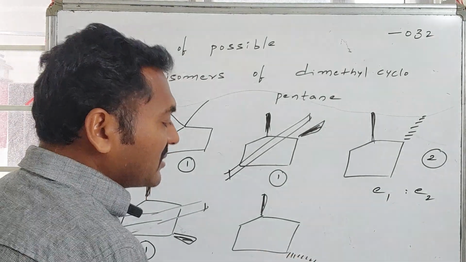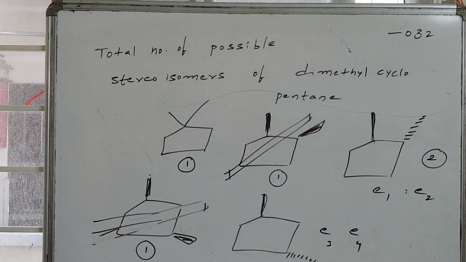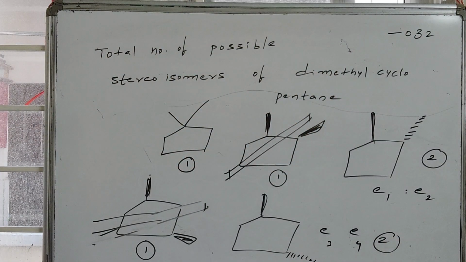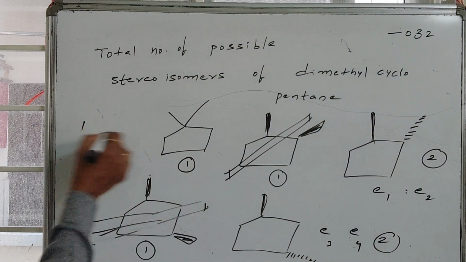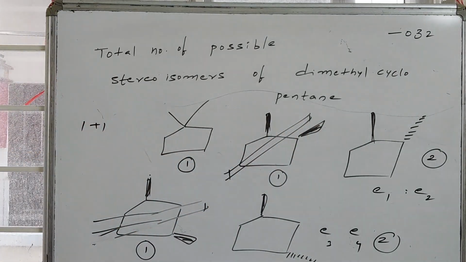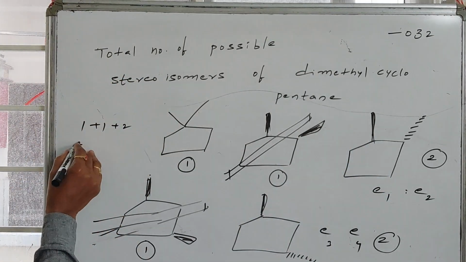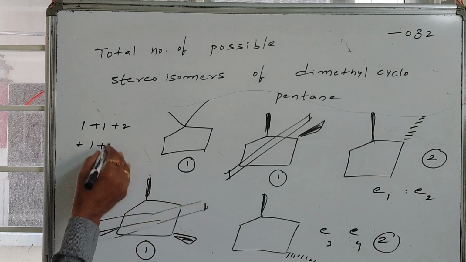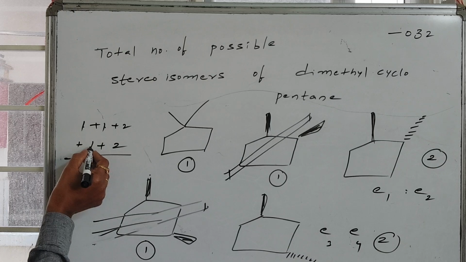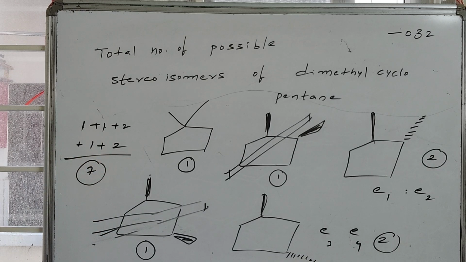Whereas in this case there is no symmetry, hence it is also present in the form of enantiomers, that is E3 and E4. So it is a combination of another two structures. So the total possible ways of arrangement of this can be given by 1 with respect to the 1,1 dimethyl, 2 with respect to 1,2 trans, 1 with respect to 1,2 cis, 1 with respect to 1,3 cis, and 2 with respect to 1,3 trans. Total: 1 plus 2, 2, 2 plus 2, 4, 4 plus 1, 5, 5 plus 2, 7 different ways we can write.